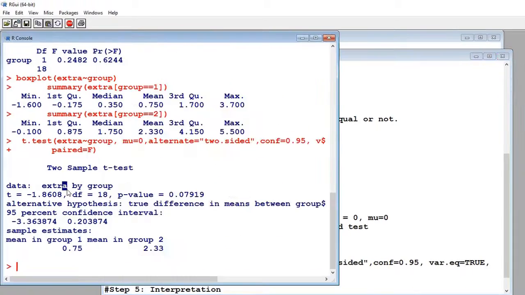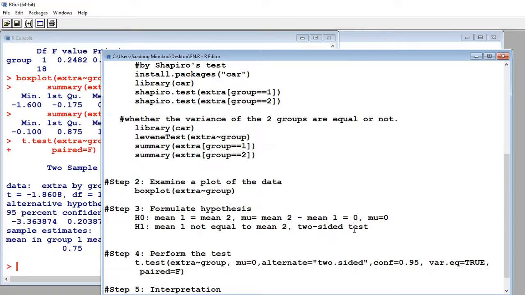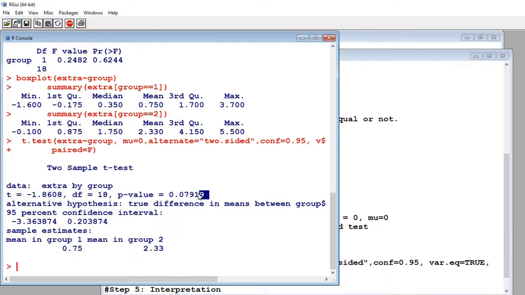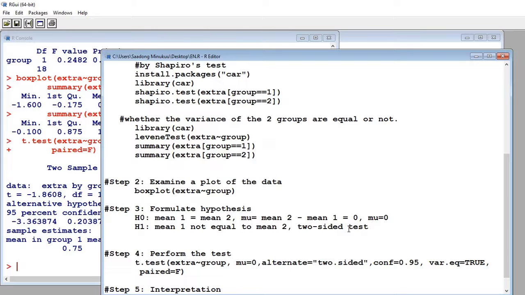Okay, after running this, here are the results. We have a p-value of 0.07. So a p-value of 0.07 is actually greater than 0.05. What that means is that, since the p-value is greater than 0.05, we cannot reject the null hypothesis.